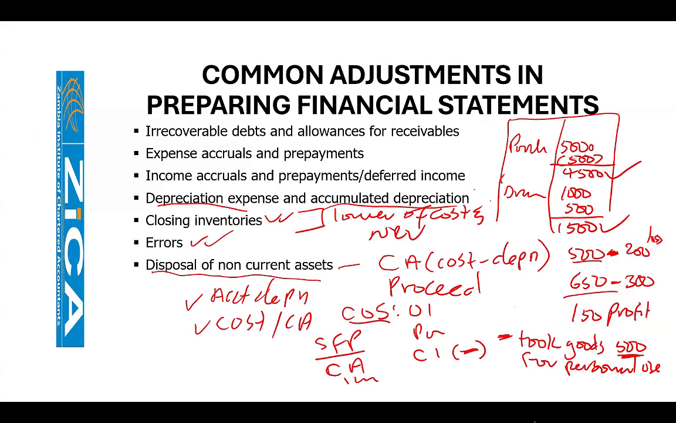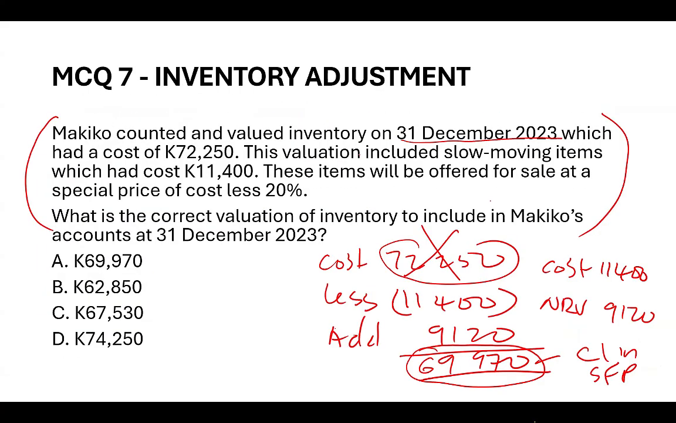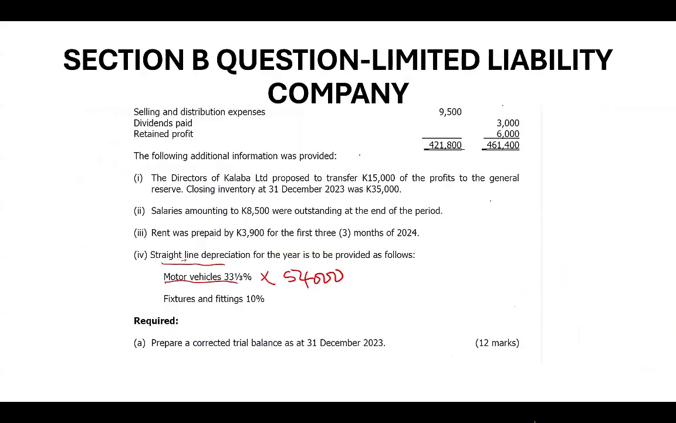Then the other adjustments, expense accrual and prepayment. So I'll do a quick one on this one. I'm checking my time. So expense accrual, let me use actually the question so that I'm faster. Salaries amounting to 85 were outstanding, meaning they were an accrual. Outstanding, accrual, due is one and the same. So at the end of the year, 85 is owing for salaries.